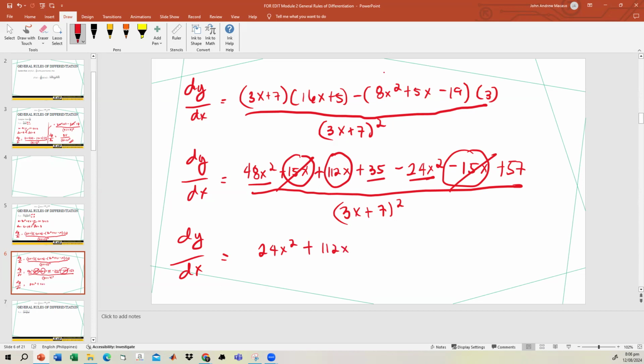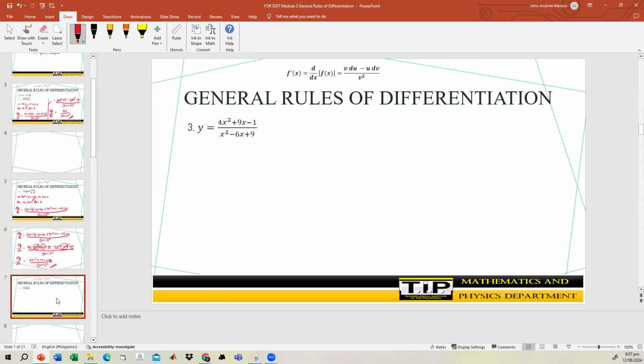Then lastly, we just need to add 35 and 57. So this will result in positive 92 all over (3x plus 7) raised to 2. So this will become now the answer that we're looking for. Okay? So let's proceed now to the last example.